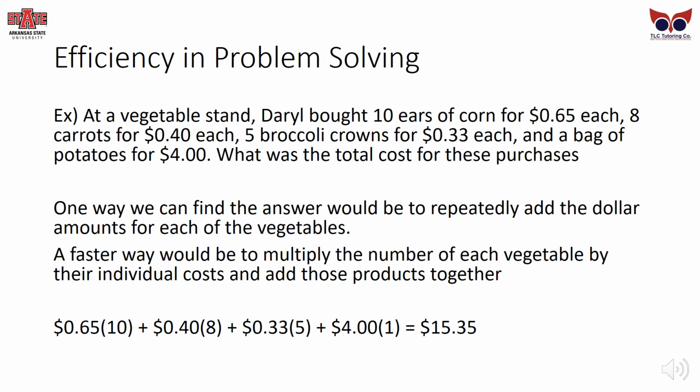Consider the following problem. At a vegetable stand, Darrell bought 10 ears of corn for 65 cents each, 8 carrots for 40 cents each, and 5 broccoli crowns for 33 cents each, and a bag of potatoes for $4. What was the total cost for these purchases? One way we can find the answer would be to repeatedly add the dollar amounts for each of the vegetables. However, this is not the most efficient way to solve the problem. A faster way would be to multiply the numbers of each vegetable by their individual cost and add those products together.